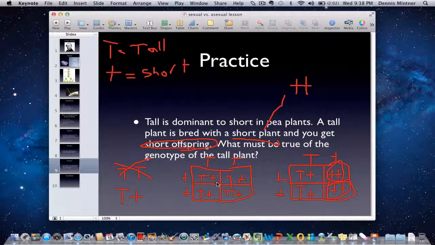Here it's 0%. So the only way I could have short offspring with my tall and short plant is if the genotype of my tall plant must be this. And if we use the right terms, that is heterozygous. Heterozygous for tall. That must be the genotype, the genes of the tall plant. The phenotype is it's tall. The genotype is big T, little t. It's asking for the genotype. In order to get short offspring, it has to be heterozygous.